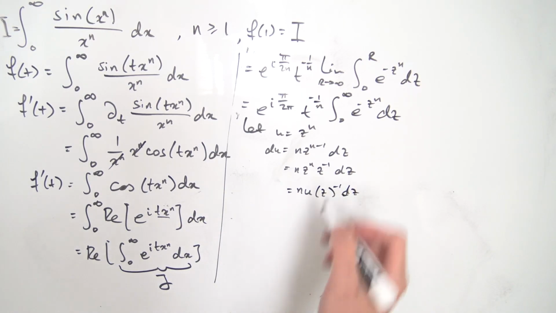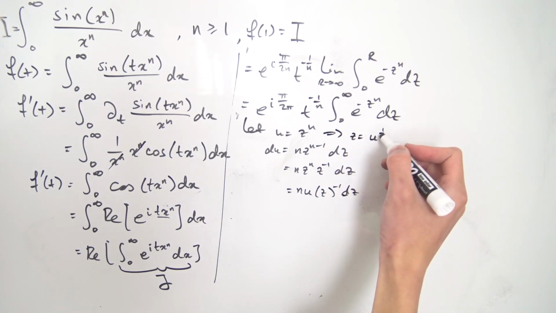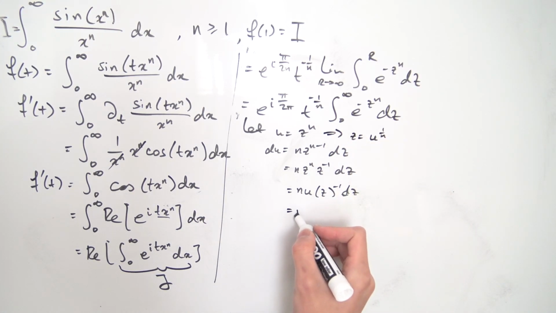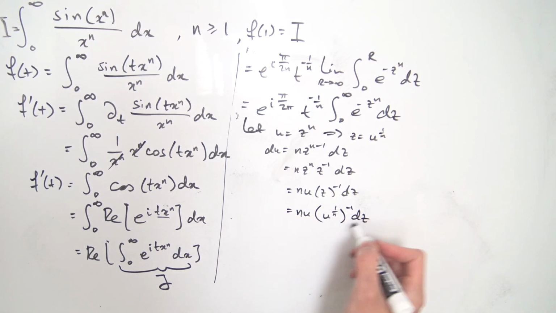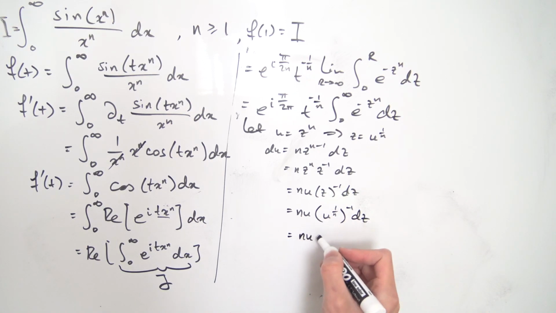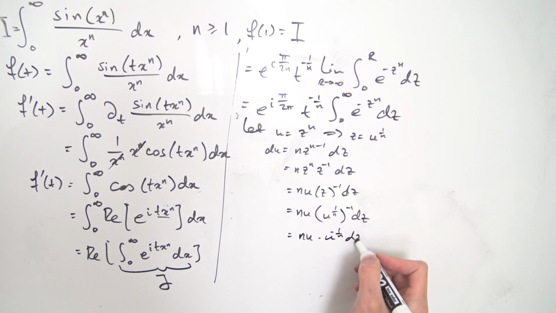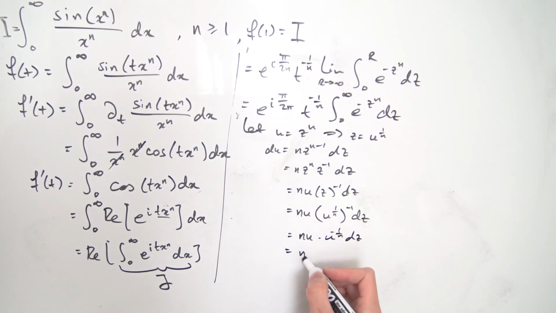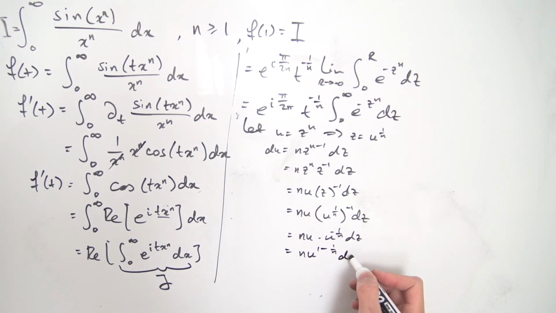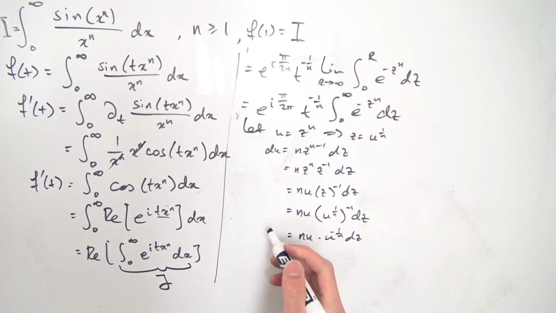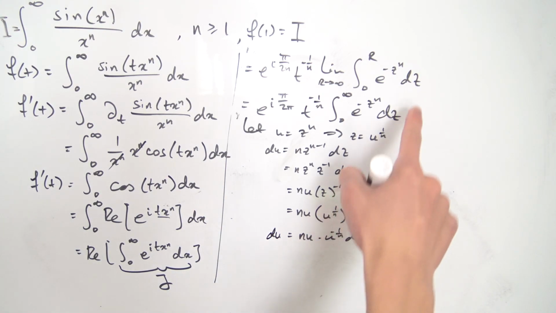And how can we get our z? Well, our z is exactly the nth root of u, so u to the 1 over n. So this is equal to n u to the 1 over n to the minus 1 dz. And this is n times u times u to the minus 1 over n dz. And this is equal to n times u to the 1 minus 1 over n dz. And remember this thing right here, that's our du. And we want to isolate our dz because we want to solve for our dz.